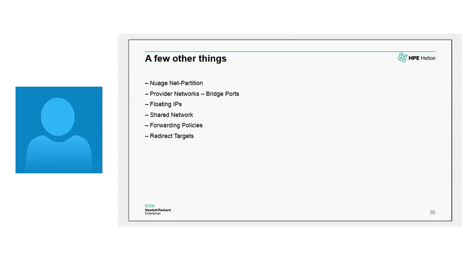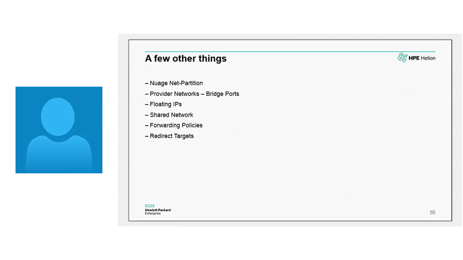Shared networks: if I have two enterprises or two domains, can I share networks between both of them? Forwarding policies: there's an ingress policy, an egress policy, and a forwarding policy. What's a forwarding policy? How would you work with it? What's the redirect target? So these are the five things that I wanted to cover. I've already covered net partition.